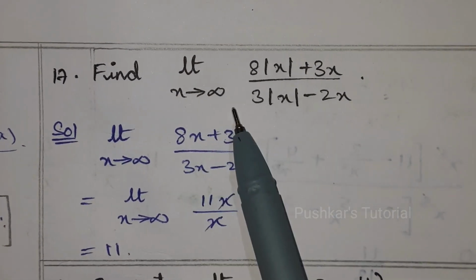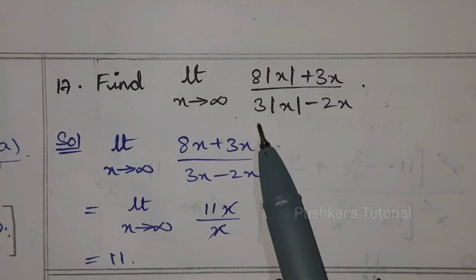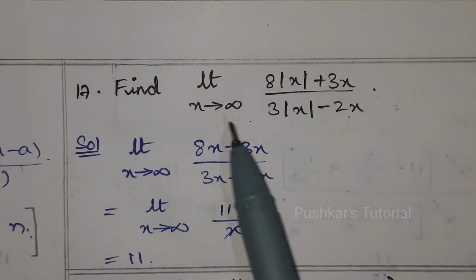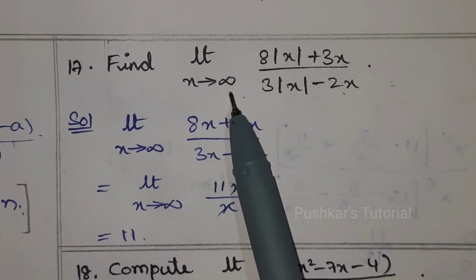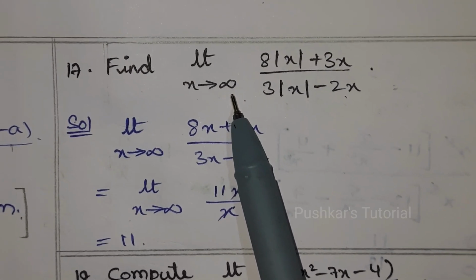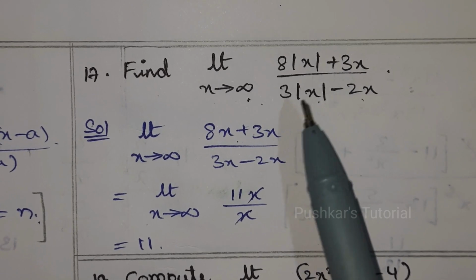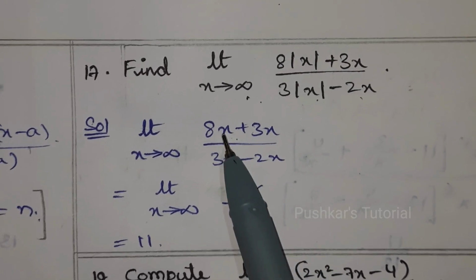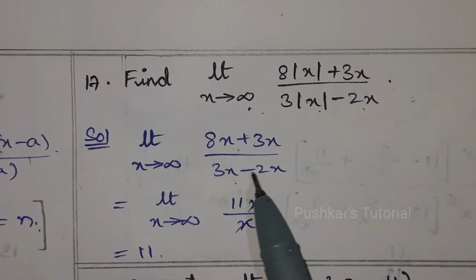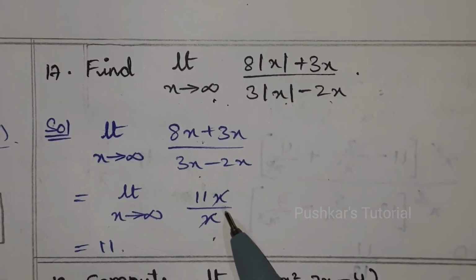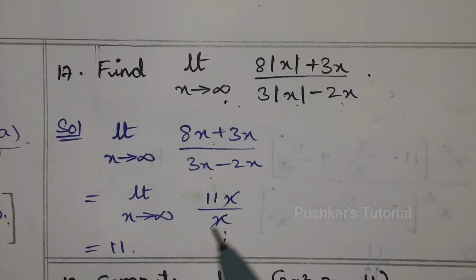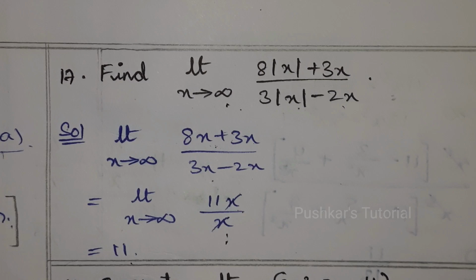Again here, the limit as x tends to infinity of (8 mod x plus 3x) by (3 mod x minus 2x). Limit x tends to infinity means positive only. He didn't mention, so it means positive only. So the mod x definition is simply x. 8x plus 3x is 11x. 3x minus 2x is x. x gets cancelled. So the constant 11, that is the answer.